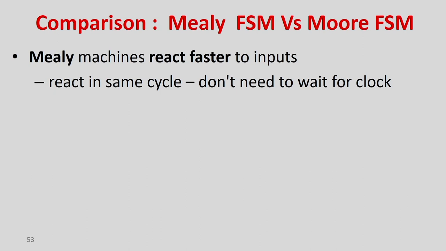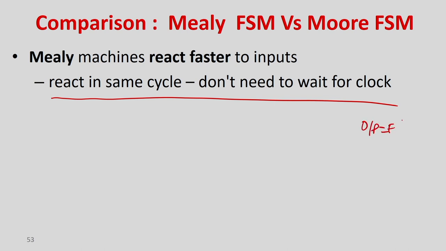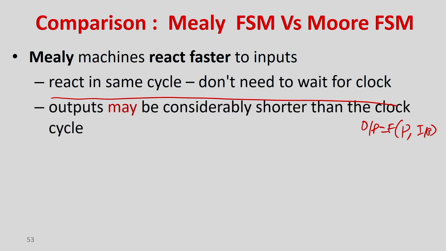Mealy machines react faster to input, in the same cycle, because output depends upon the present state and input. Whenever the input changes, the output immediately changes, since it is only combinational circuits. The output pulse may be considerably shorter than the clock cycle. If the input is changed without changing the clock, then the output also changes.